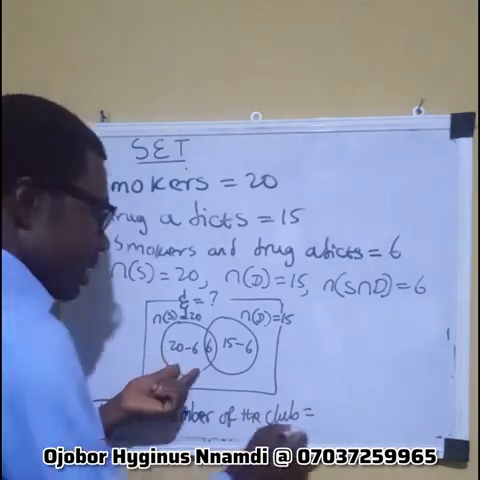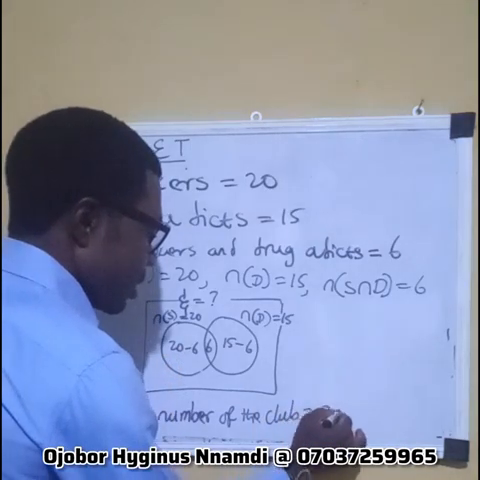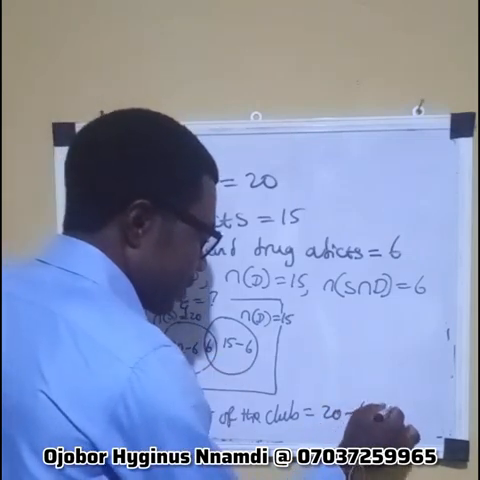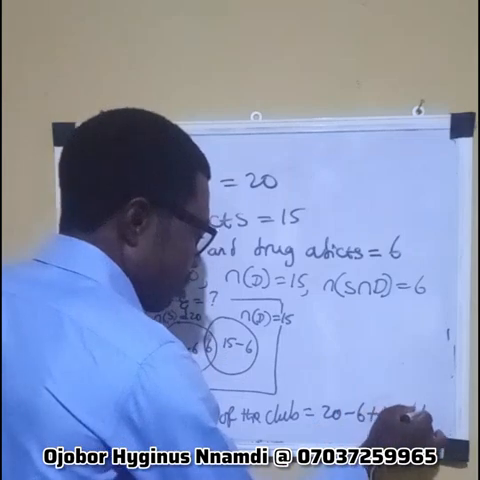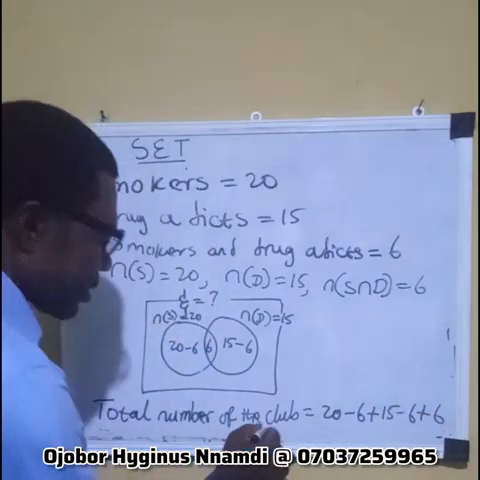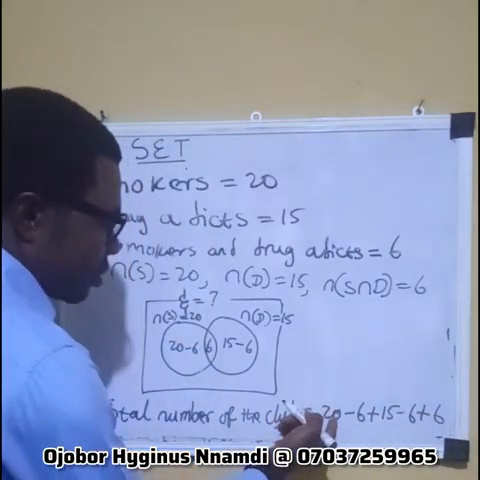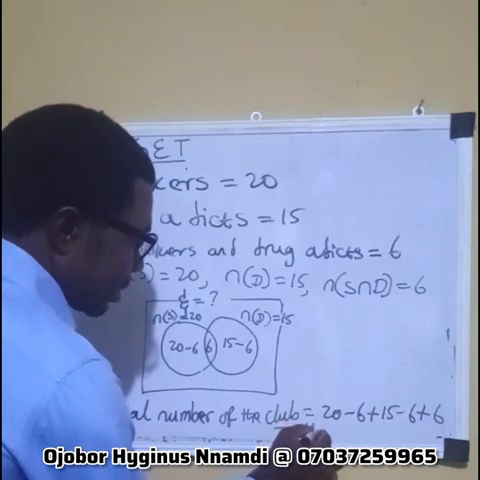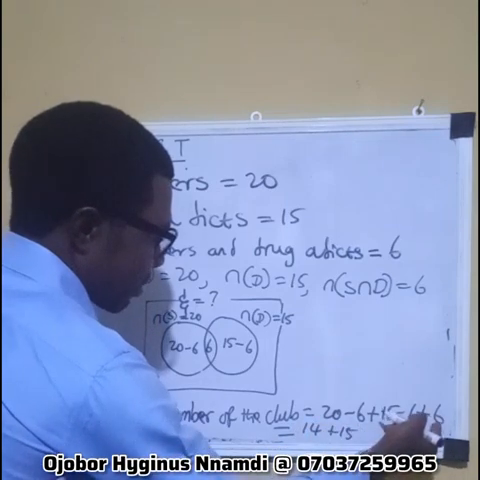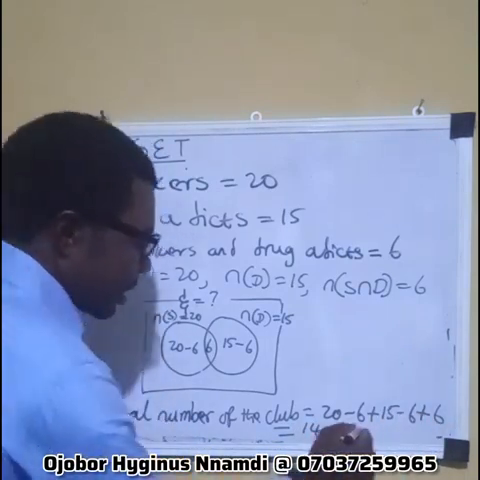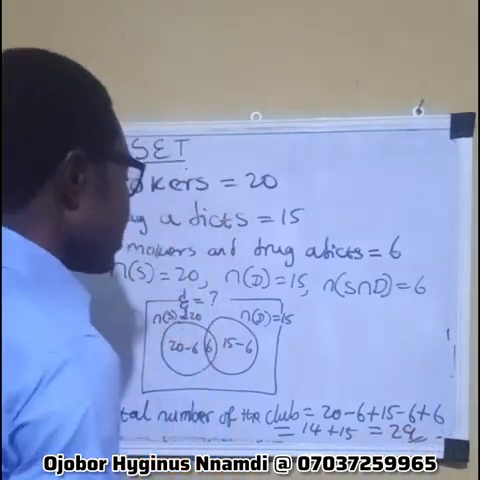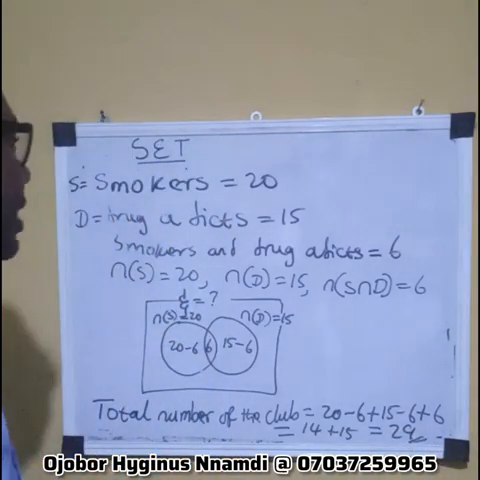we have number of smokers only, that is 20 minus 6, plus number of drug addicts only, that is 15 minus 6, plus number of smokers and drug addicts. So this is it, and that will give us 20 minus 6 will give us 14 plus 15, because minus 6 and plus 6 is 0, and that is 29. So we'll have 29 members in that club.